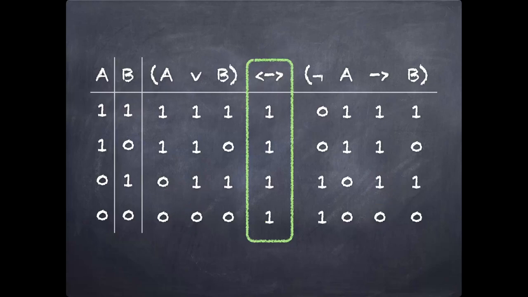And then we see, once we've completed the truth table for this expression, it's 1 in every row, right? In every condition, it is 1, it's true. This means that this complicated expression is a tautology.